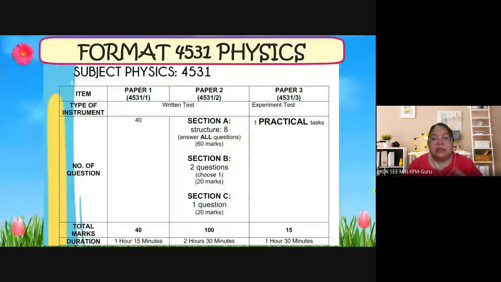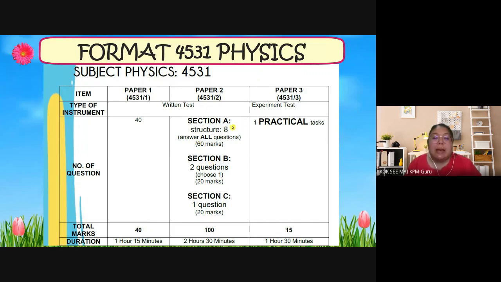Okay, now we're going to see the subject for the physics. Okay, 这个是它的 code 啦 4531. Okay, let's see the first one, paper 1. Paper 1, we got objective question, 40 question. 40 question, they're using 1 hour 50 minutes. Okay, to finish it. Okay, important is a section B.